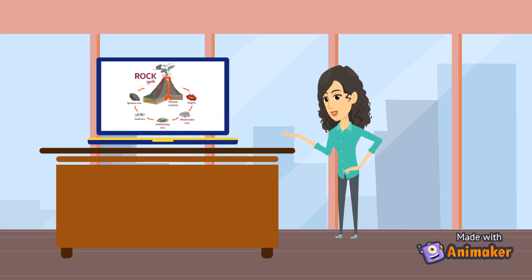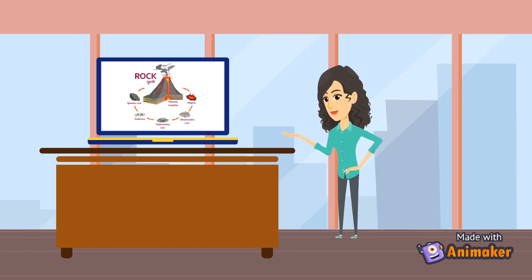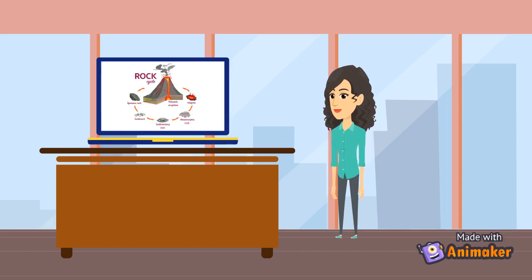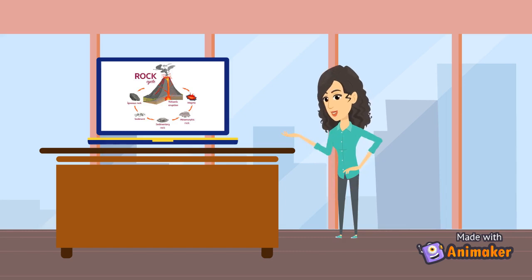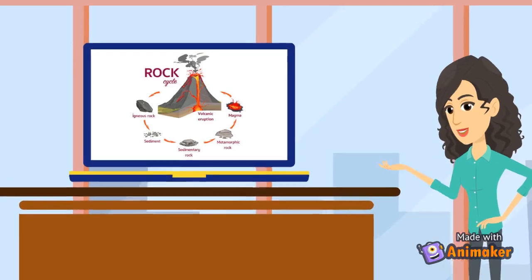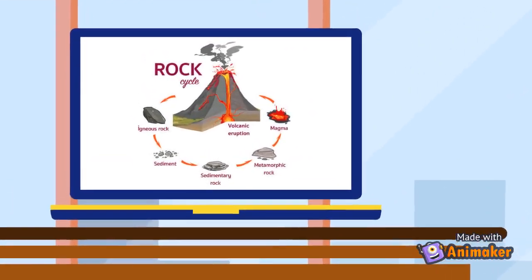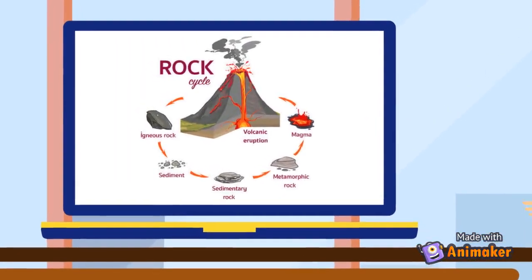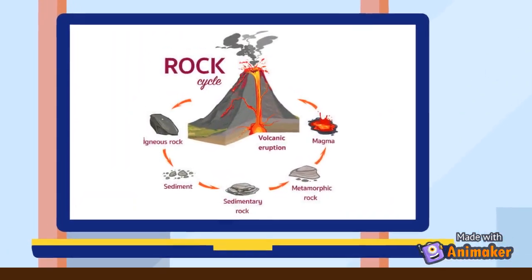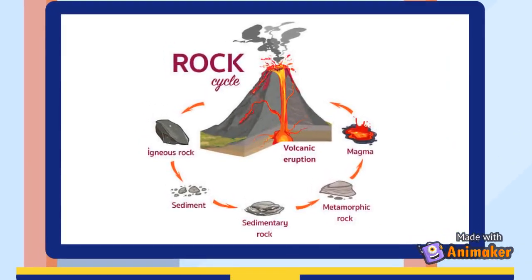Let me explain more precisely. When hot molten magma cools down, it forms igneous rocks. These rocks are broken down by different agents of weathering and erosion to form sedimentary rocks. Under extreme temperature and pressure, igneous and sedimentary rocks are changed into metamorphic rocks. The sedimentary and metamorphic rocks are buried again and melt to form magma. This magma again forms igneous rocks on cooling down.